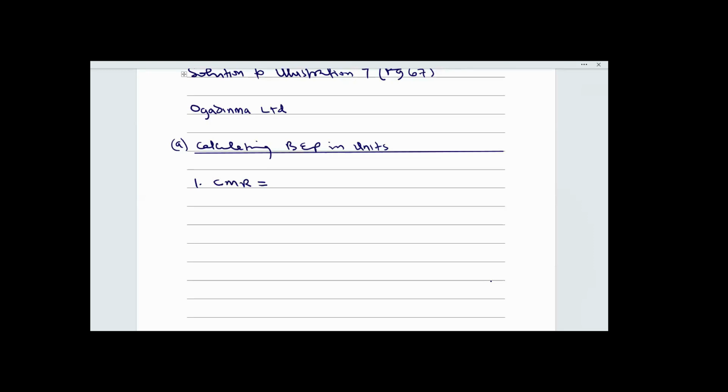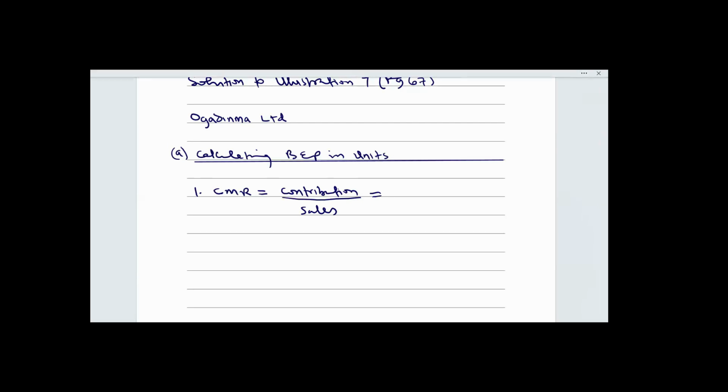Of course, contribution margin ratio is fixed cost divided by, sorry, what am I saying? Contribution margin ratio is contribution divided by sales. I can see Oliver is back. Okay. Good evening, sir. Good evening. So let's go back to the question.